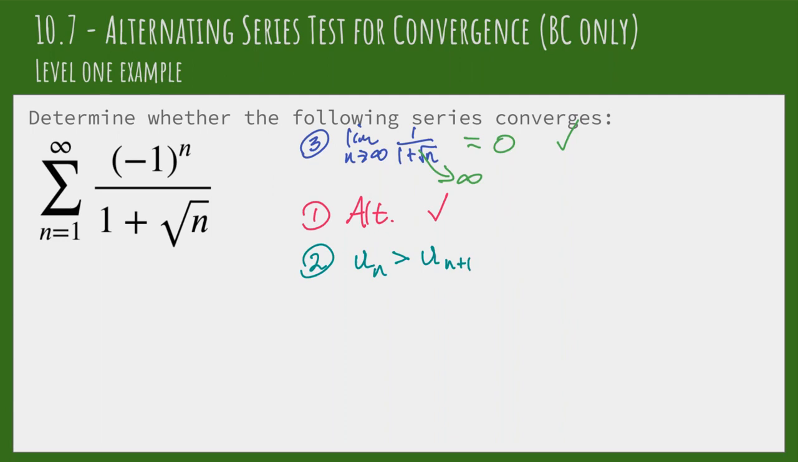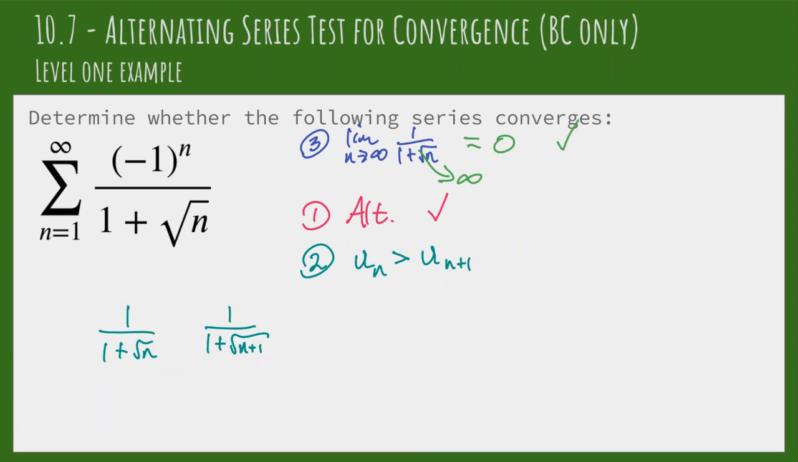So I'm actually going to look at these two things here. u sub n is going to be 1 over 1 plus the square root of n, and I want to compare that to 1 over 1 plus the square root of n plus 1. For us to be able to use the alternating series test, the second should be smaller than the first.